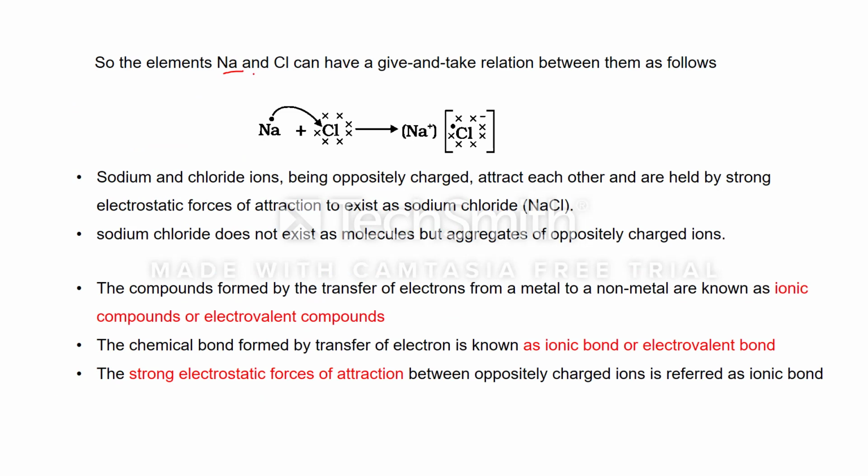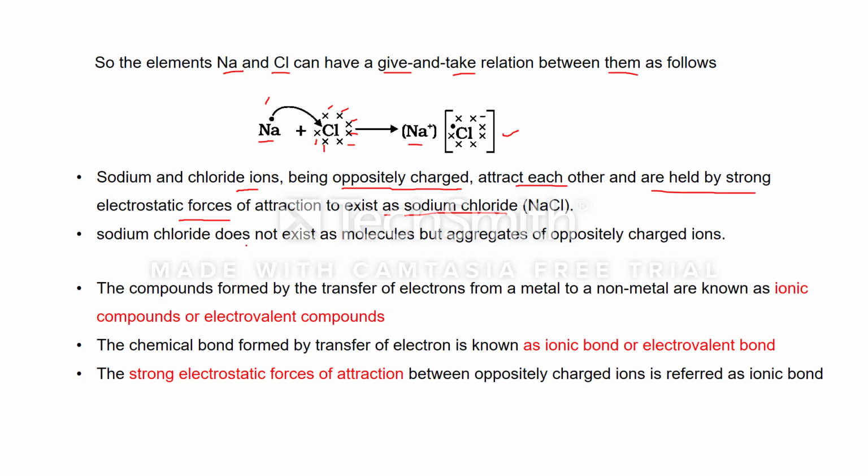So the elements Na and Cl can have a give and take relationship between them as follows. This is Na having one electron. This is chlorine, it has 7: 1, 2, 3, 4, 5, 6 and 7. And this one electron from sodium transfers to the Cl, and sodium becomes Na+ and chlorine becomes Cl minus, known as chloride ion. Sodium and chloride ions, being oppositely charged, attract each other and are held by strong electrostatic forces of attraction to exist as sodium chloride, NaCl.